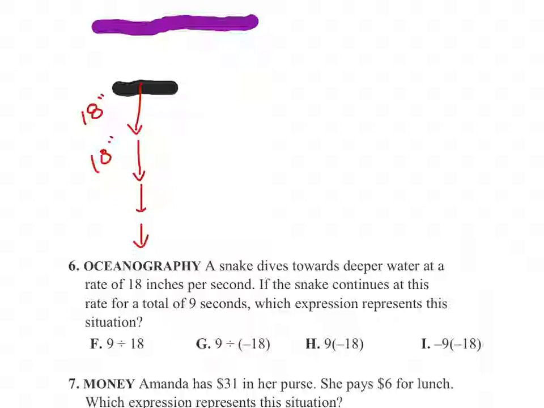So which expression would work? Well, since it's going downwards, we would actually represent that with a negative 18. And since we have 9 of them, it's like having 9 groups of negative 18, right? So it appears that our answer is H.